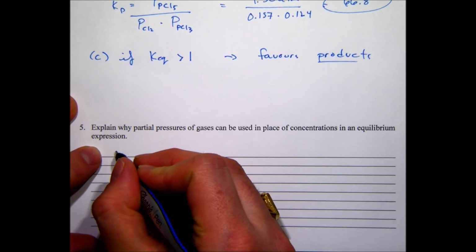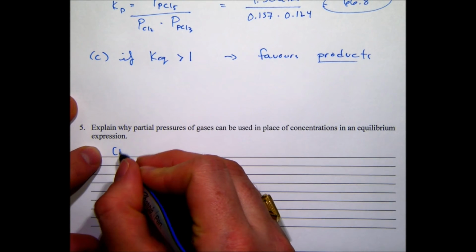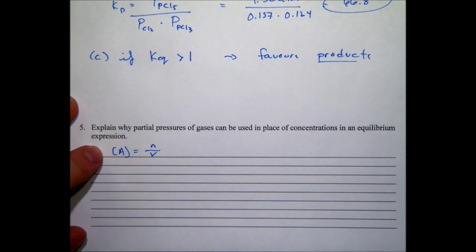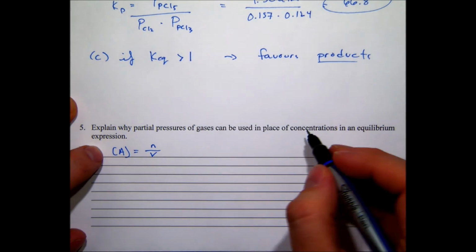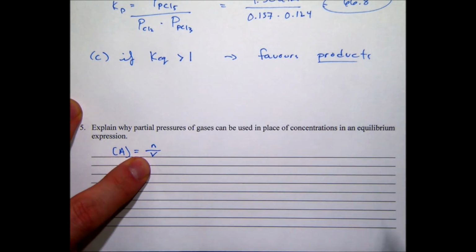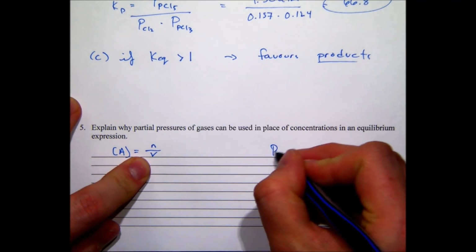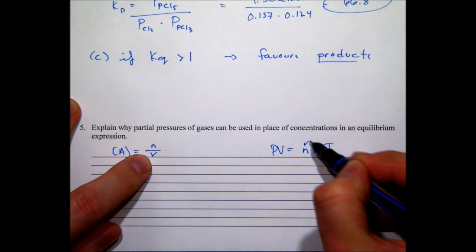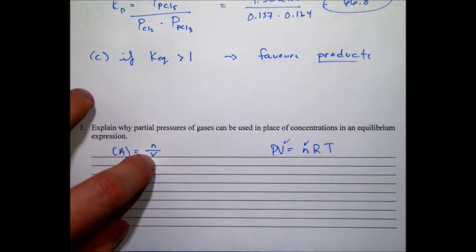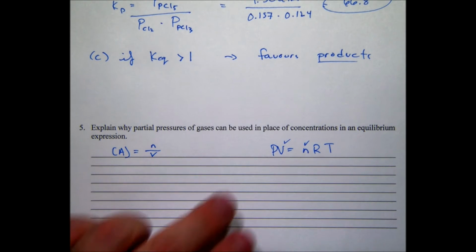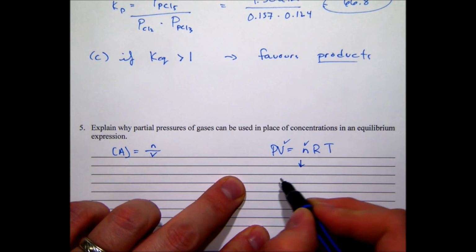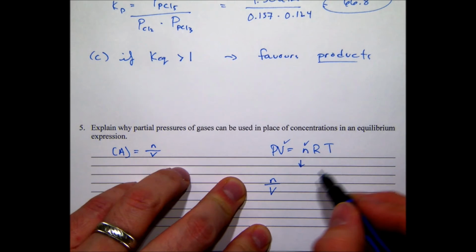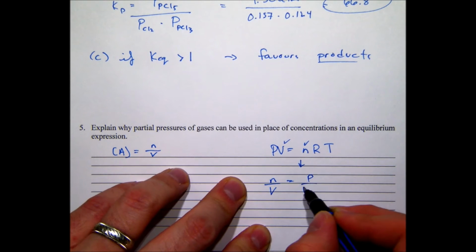So first of all, the concentration of a compound is equal to the number of moles over the volume. Basically, we know that we have the ideal gas equation, and we have n and we have V. So we can simply rewrite n over V is equal to P over RT.